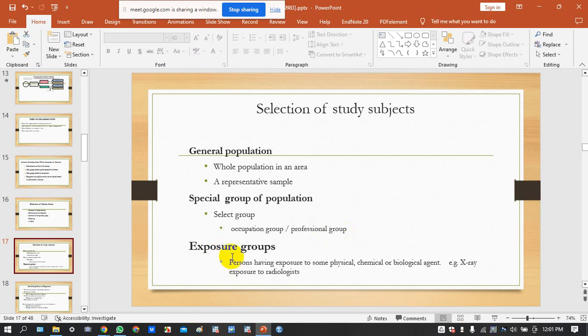So you look at exposure groups also. Persons having exposure to some physical, chemical, or biological agents. So for instance, you look at X-ray exposure to radiologists. So when you are selecting your study subjects, you look at people who have the risk factors and are exposed to these things, and those who are not exposed to them, you look at them and compare between the two of them and look at their blood levels of some particular biomarkers.